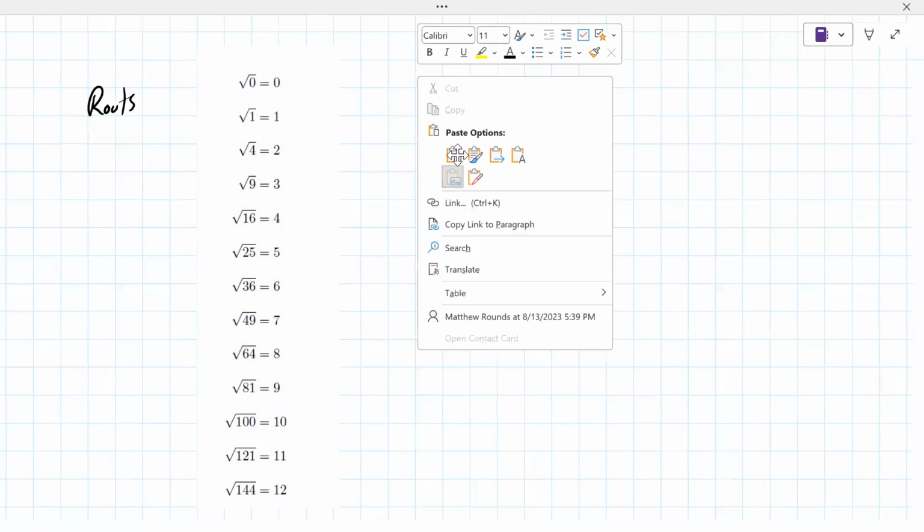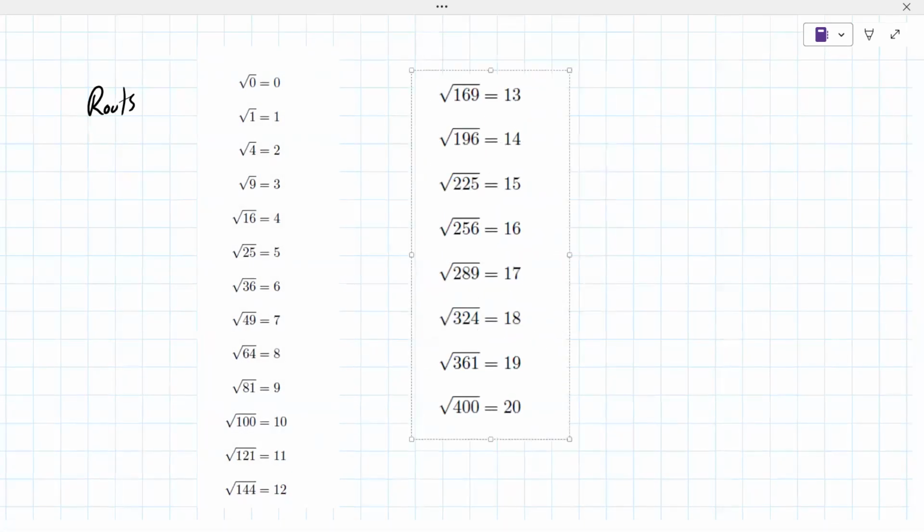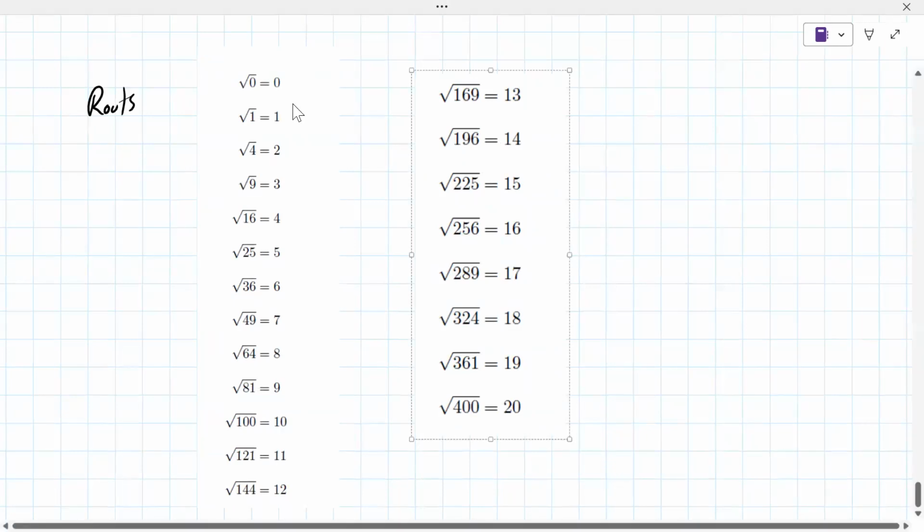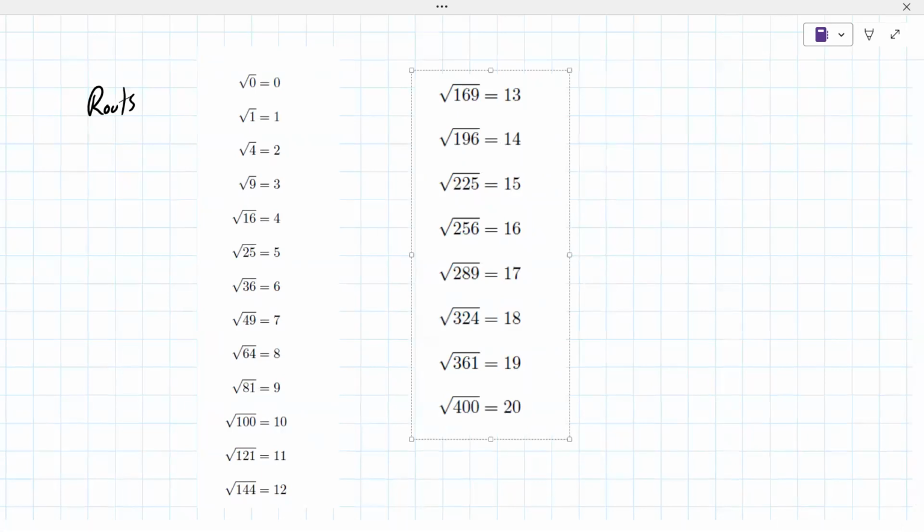Did your teacher tell you up to what number you need to know? No, she did not. So in that case, more is better. If you think you need to know up to 12, you learn up to 15. That's really important.